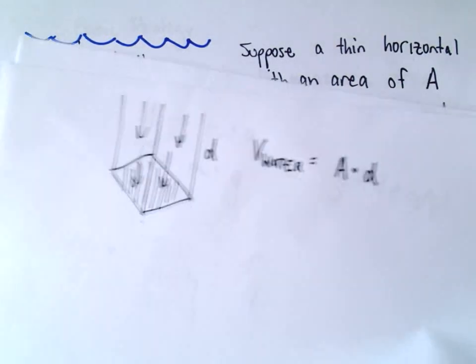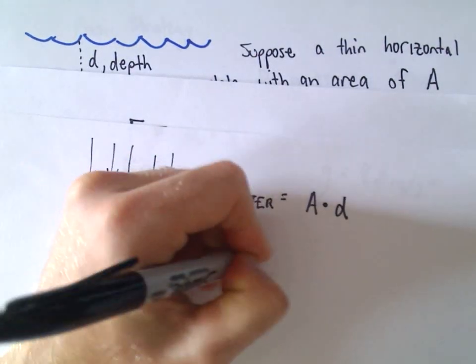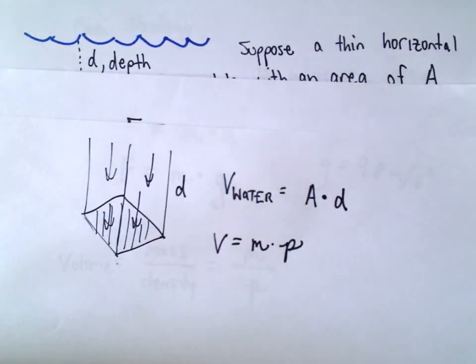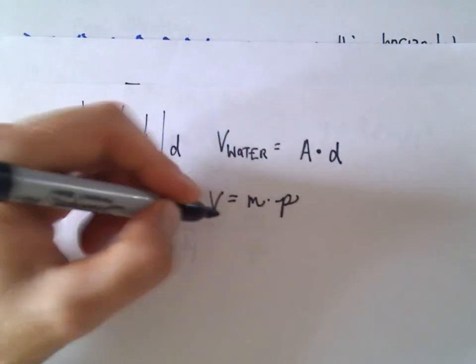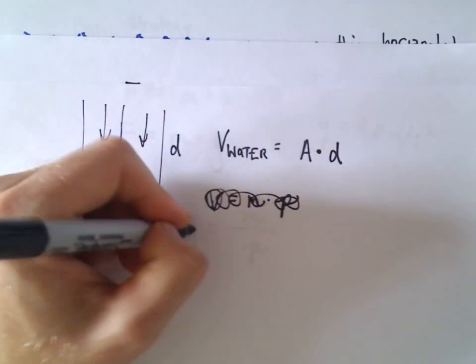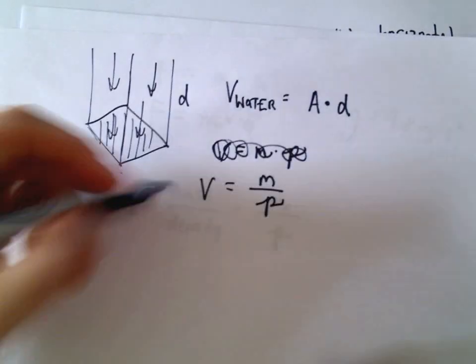But now we can take our equation that we just had here. We said that volume is mass times density. Okay, well, correspondingly, what am I saying here? Volume is not mass times density. Volume is mass divided by density. Okay, let's be a little careful there.